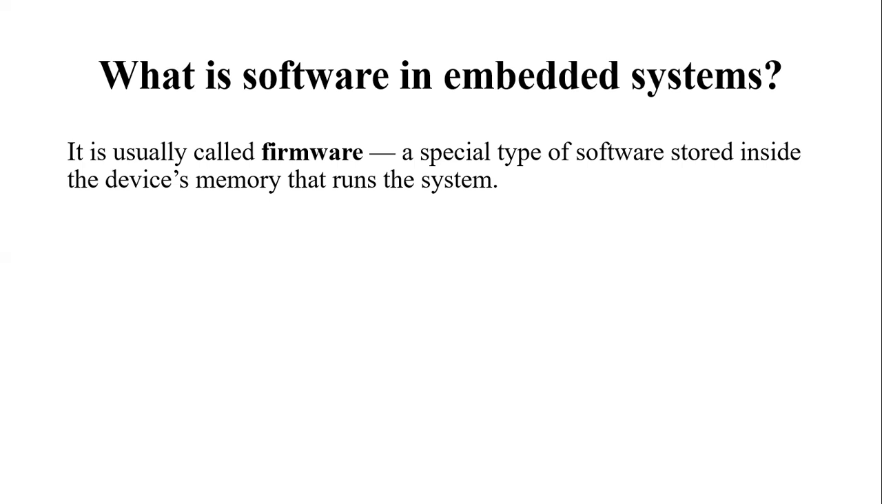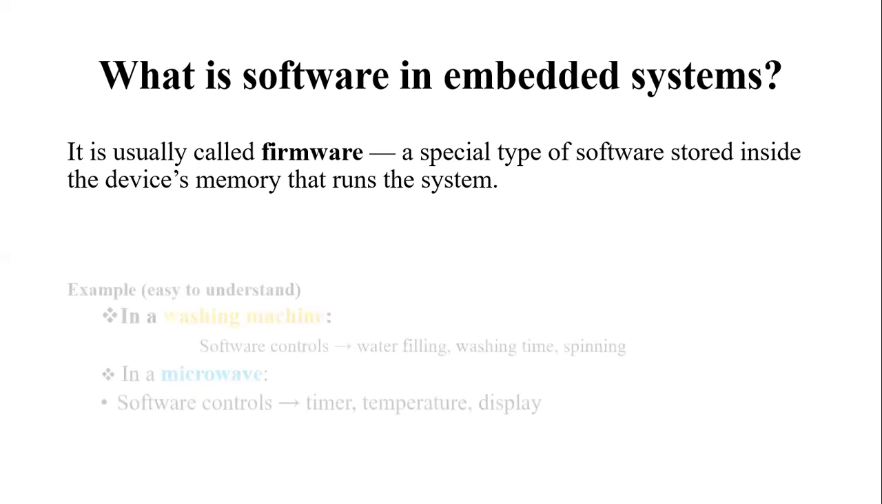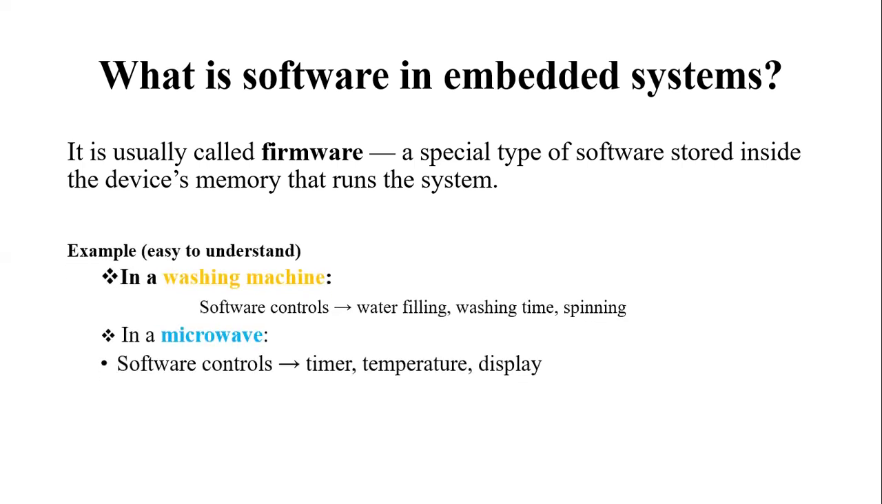To make it easy to understand, I'll use some examples. In a washing machine, software controls water filling, washing timing, and spinning. In a microwave, software controls temperature and timing. So that is an easy way to understand what the software inside the microcontroller is.